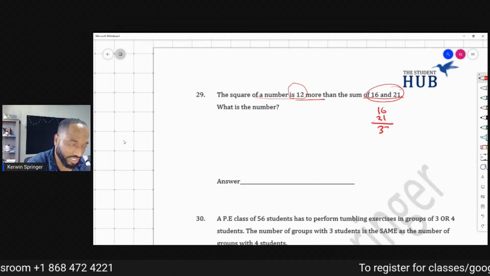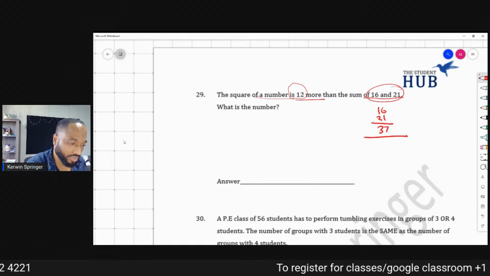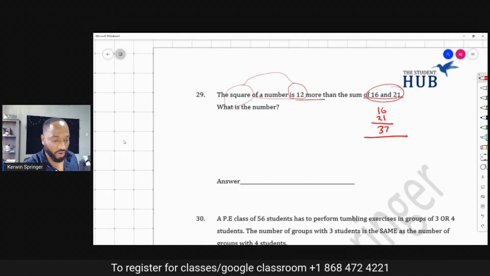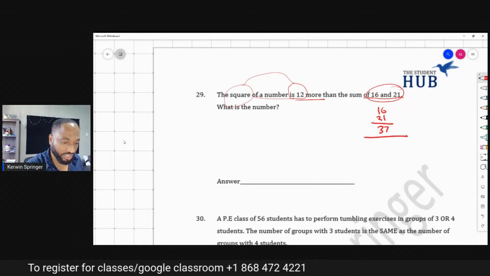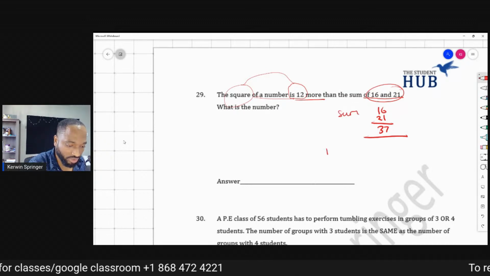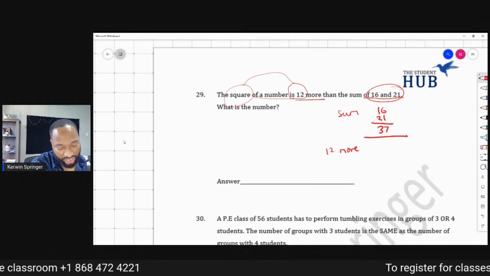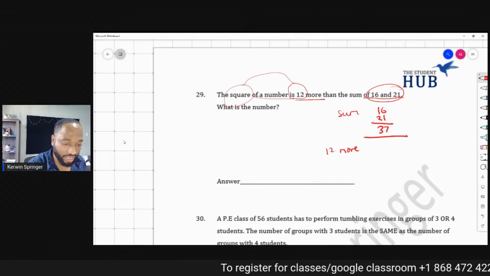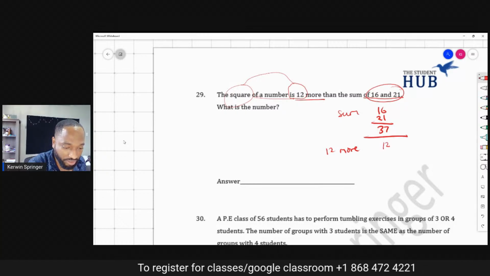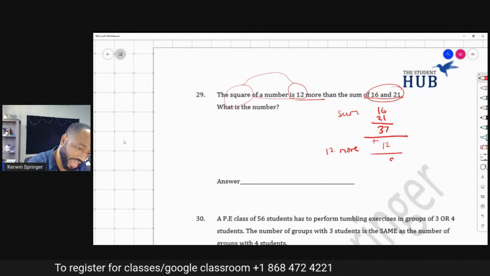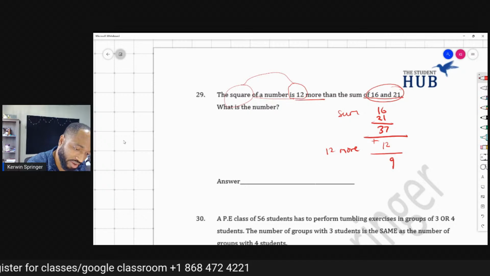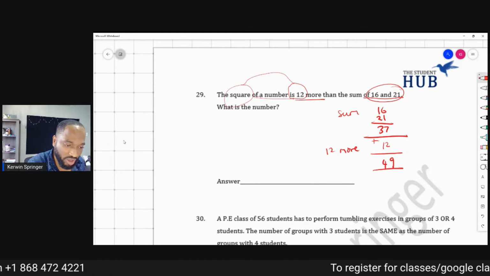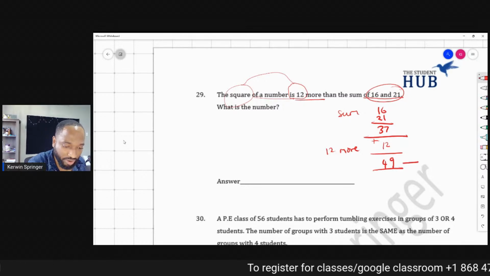16 and 21 is 37. And the square of the number is 12 more. So it means the number is 12 more than this. So this is the sum, and let's go 12 more. Now, in the other algorithm question, you'll have to do the opposite. You'll be subtracting and that kind of thing, right? But here you go forward. So 37 and 12 is 49. So the square of a number is 12 more than the sum. So we get this number now.